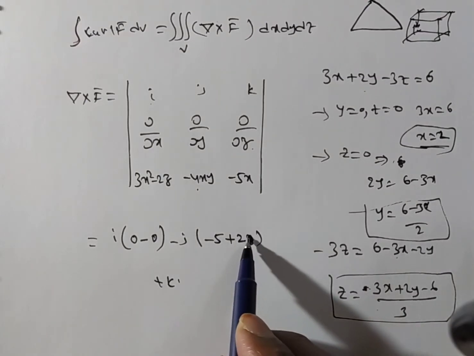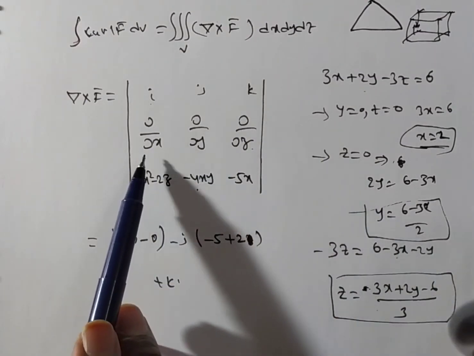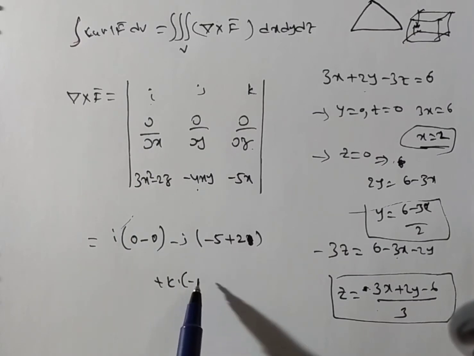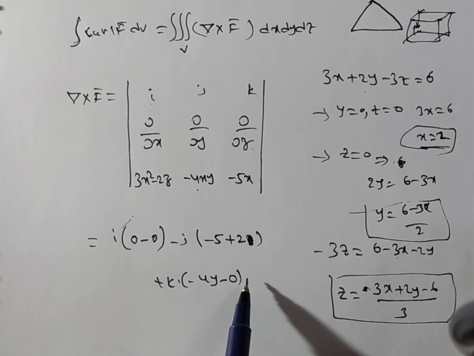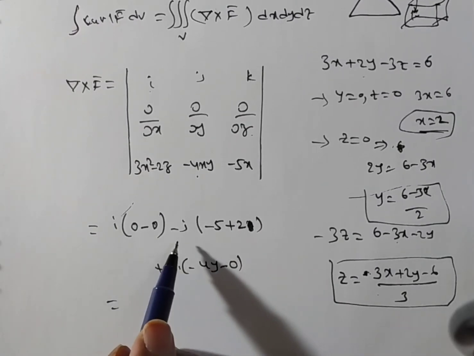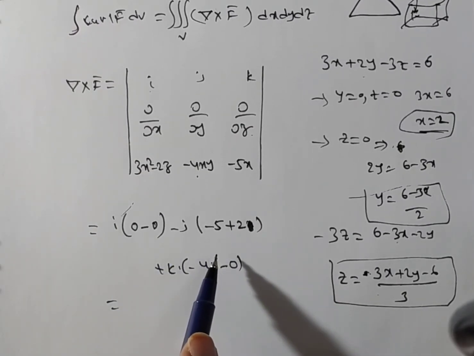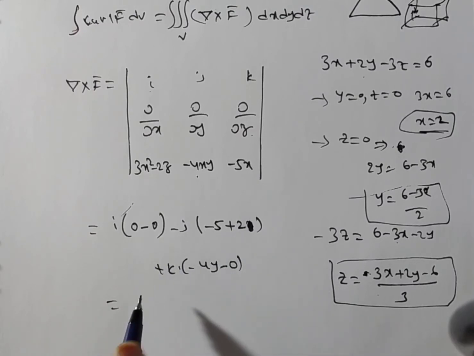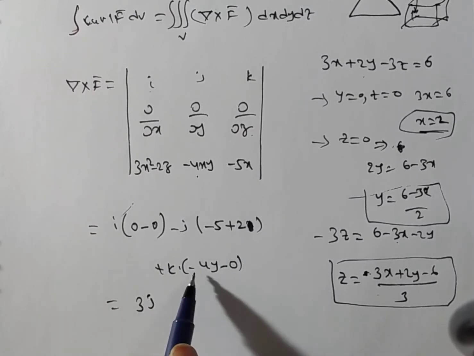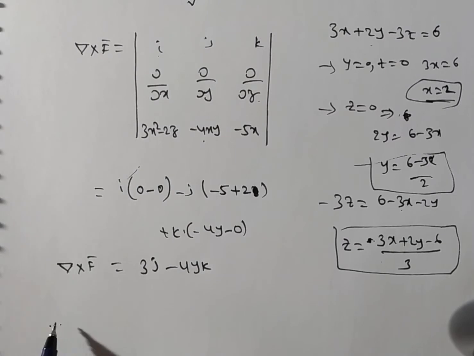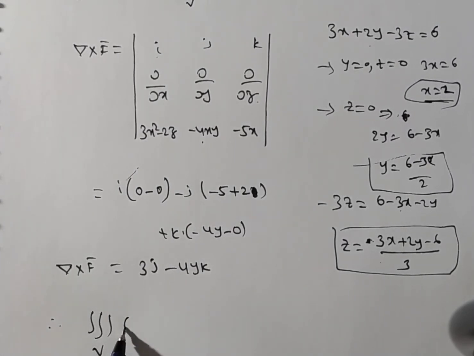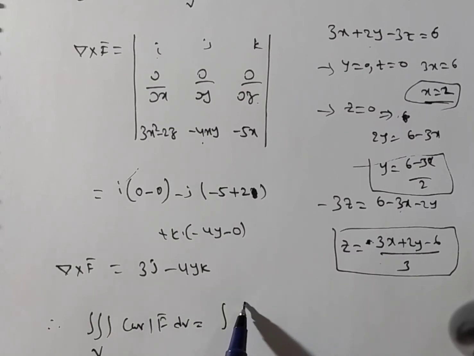The derivative of 2z is 2 only. Plus k times: ∂/∂x of f2 is −4y, minus ∂/∂y of f1, which is 0. So here you have 0i minus j times (−5 + 2), which is how much? Minus 3. So minus 3 into minus gives plus 3j, and this is −4yk. This is the curl F bar, that is del cross F bar. Therefore the triple integral over V of curl F bar dot dV is equal to the triple integral.